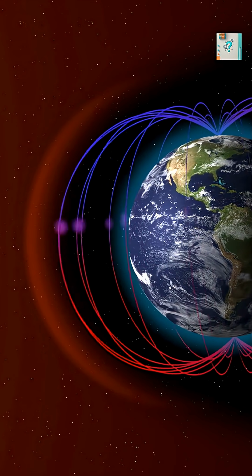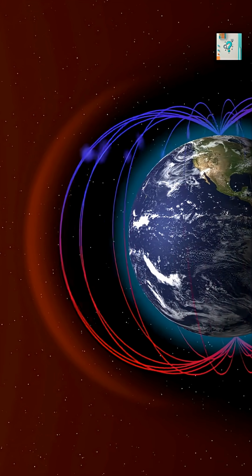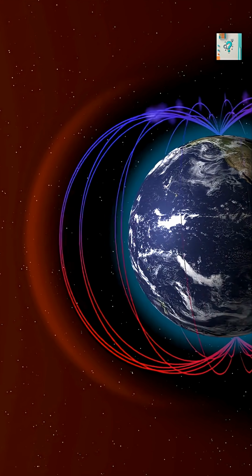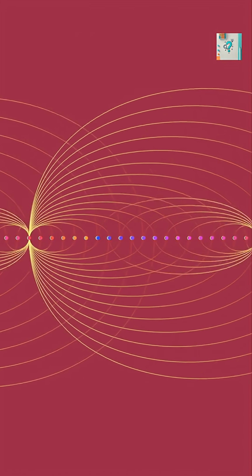But this system is not perfectly steady. Geological records show that Earth's magnetic field has weakened, shifted, and even flipped many times. These events are known as geomagnetic excursions and magnetic reversals.